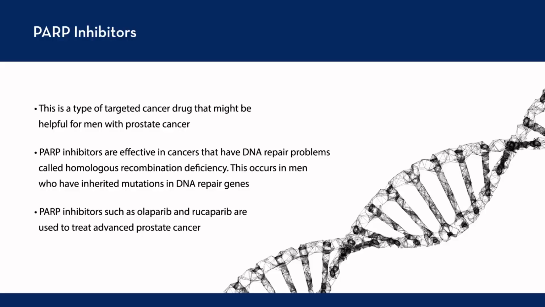Now, one group of therapy that is getting some traction is the PARP inhibitors. PARP inhibitors are effective in cancers that have a particular type of DNA repair problem called homologous recombination repair deficiency. So that's a real mouthful, homologous recombination deficiency. And this occurs in a group of men who have inherited mutations in DNA repair genes, such as the BRCA genes, or the homologous DNA repair pathway.